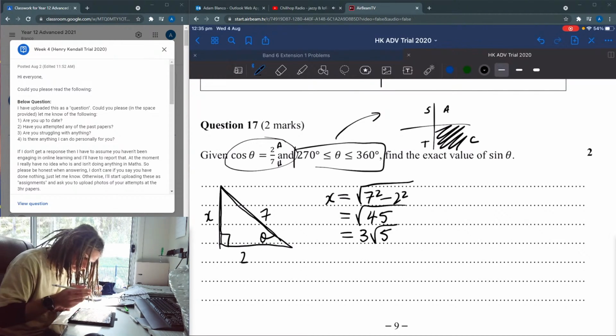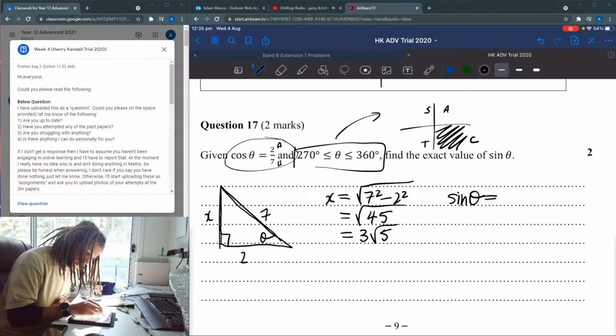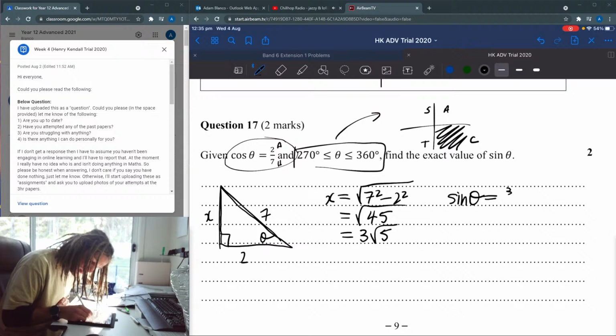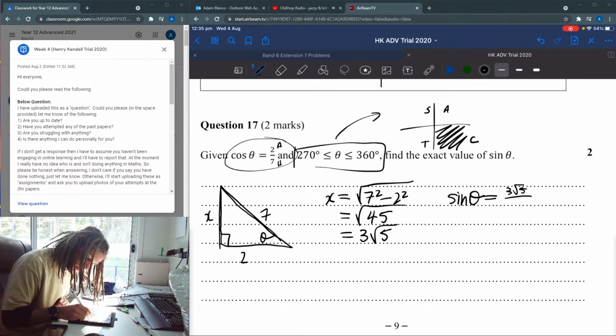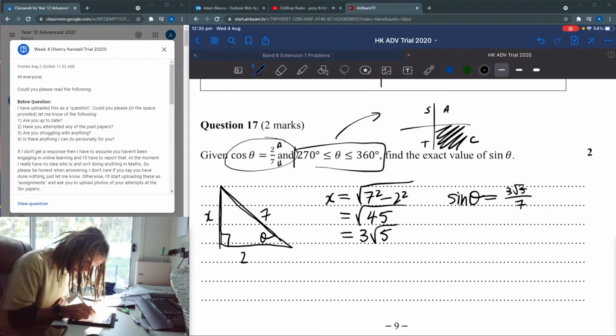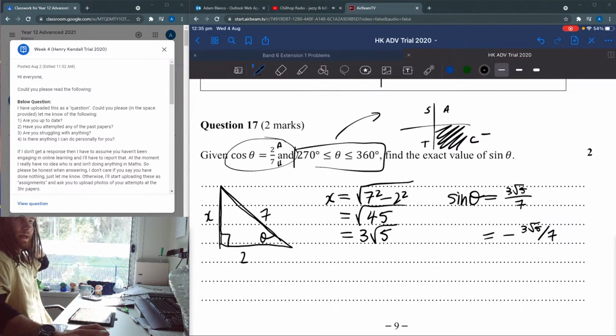So that means sine theta is equal to opposite over hypotenuse, so 3 root 5 on 7. And sine is negative there, so that means negative 3 root 5 on 7. Okay.